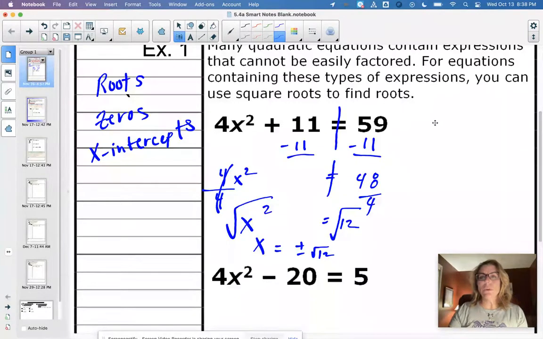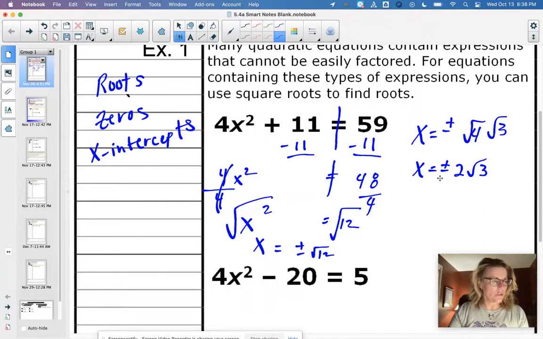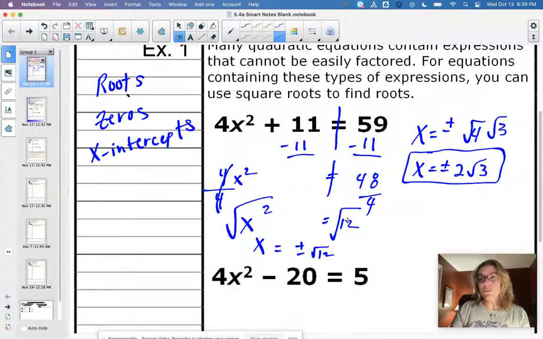So now we won't leave our answer as plus or minus root 12, because we know we could break root 12 into the square root of 4 times the square root of 3, which is 2 root 3. And because we took the square root of an x squared, we needed a plus or minus, which makes sense because we're going to get 2 roots, because we're dealing with a parabola. So this is an example of using the square root method because it could not be factored.